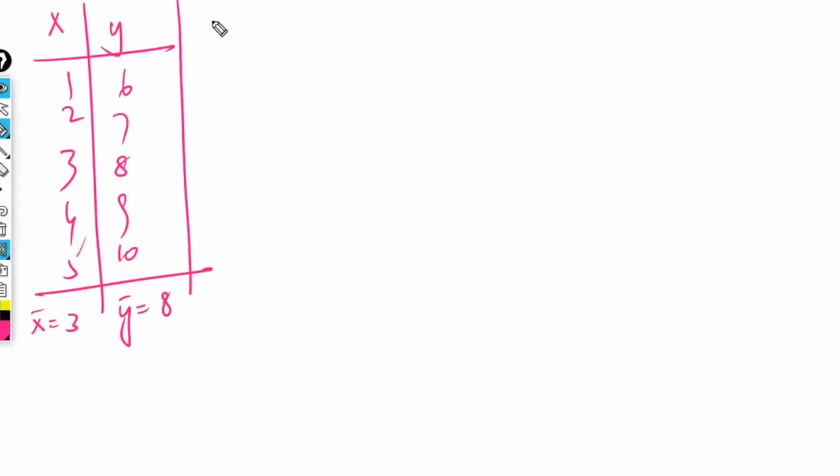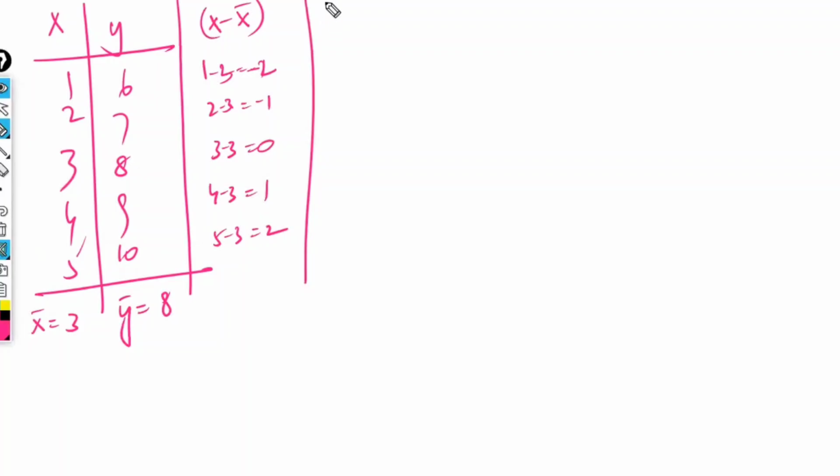Now calculate x minus x bar. That means for each and every value, subtract the mean: 1 minus 3 is minus 2, 2 minus 3 is minus 1, 3 minus 3 is 0, 4 minus 3 is 1, 5 minus 3 is 2. Next, y minus y bar: 6 minus 8 is minus 2, 7 minus 8 is minus 1, 8 minus 8 is 0, 9 minus 8 is 1, 10 minus 8 is 2.